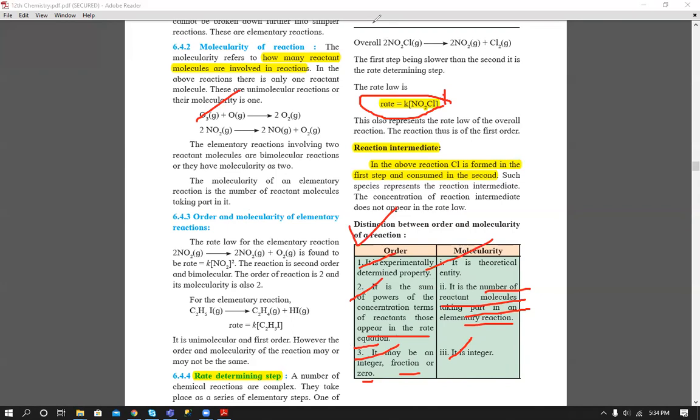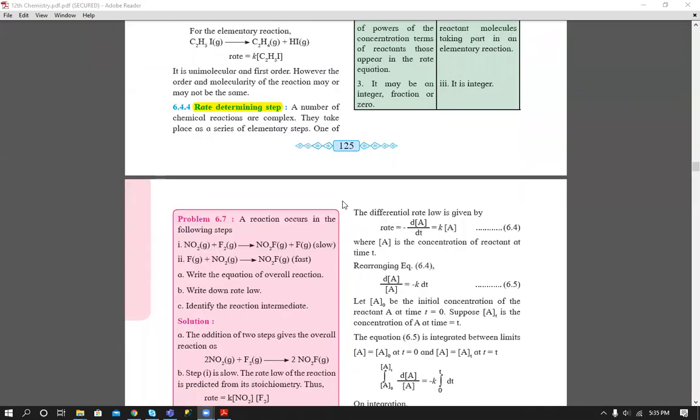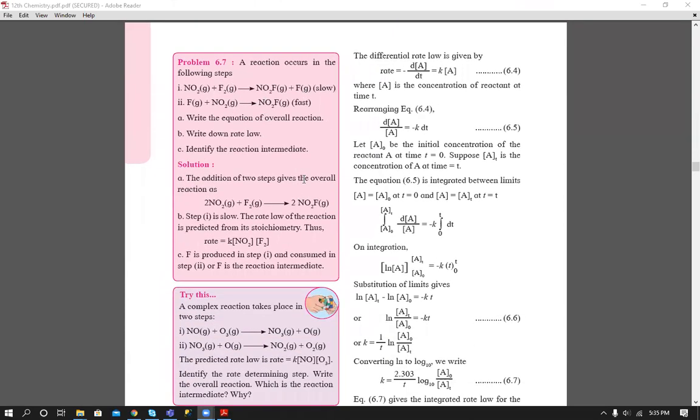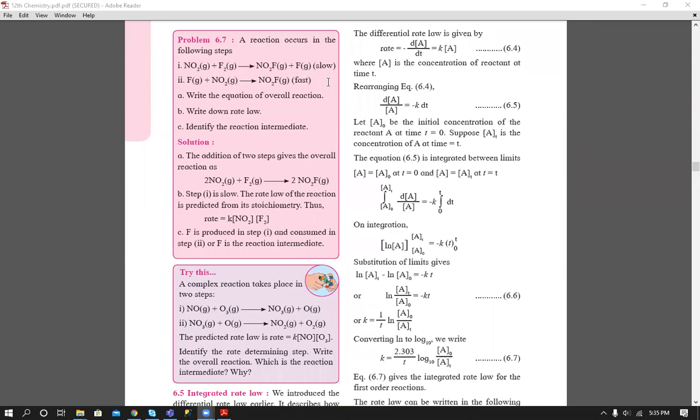Next topic. Here are some of the problems given. These are word problems, and they are easy problems. A reaction occurs in two steps. One is the slowest step, so this reaction will be your rate determining step.